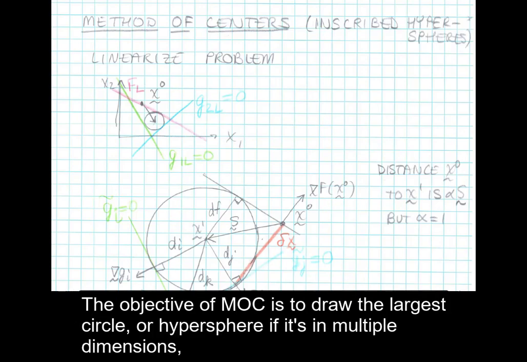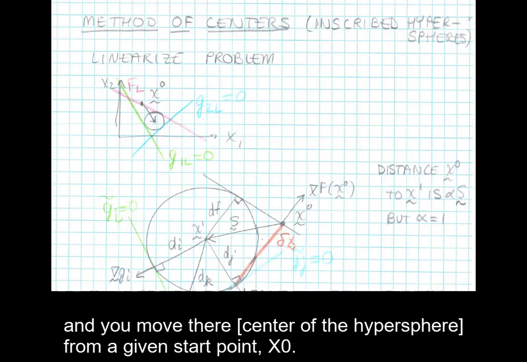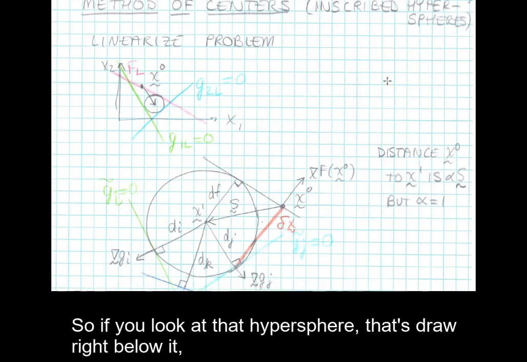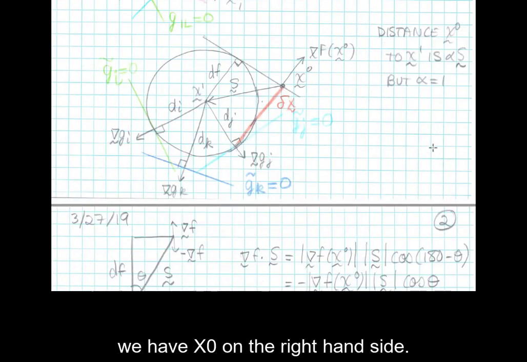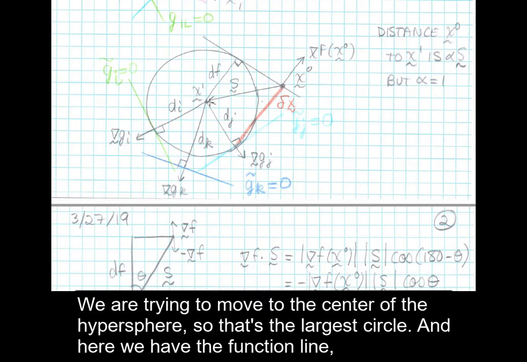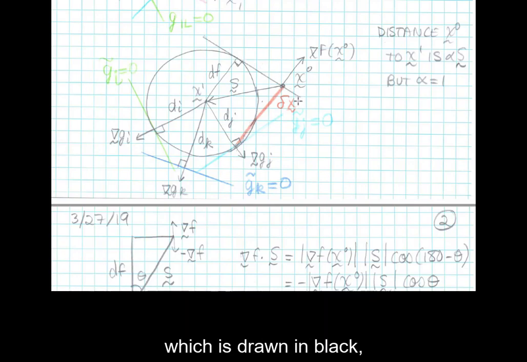The objective of the method of centers is to draw the largest circle, or hypersphere if it's in multiple dimensions, and you move there from a given start point, x0. So if you look at that hypersphere that's drawn right below it, we have x0 on the right-hand side. We're trying to move to the center of the hypersphere, so that's the largest circle, and here we have the function line, which is drawn in black.